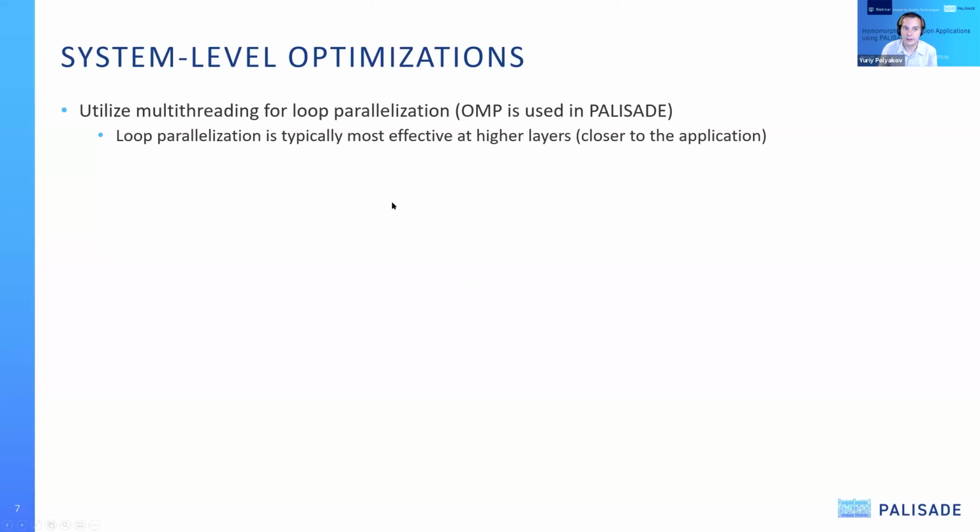The first one is totally understandable: multi-threading. PALISADE does support multi-threading using OMP, and typically the best parallelization can be achieved the closer you are to the actual application level, so at the highest levels. So we certainly use various loop parallelization techniques, some of them already built into PALISADE, some of them that we added at the application layer to get the best performance in a multi-threaded environment.